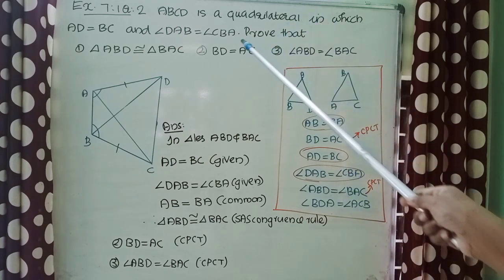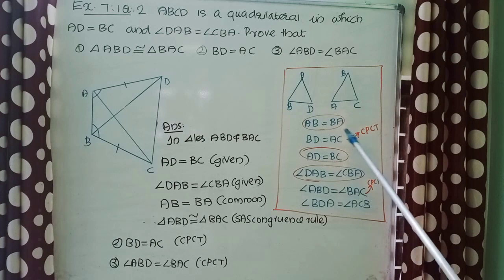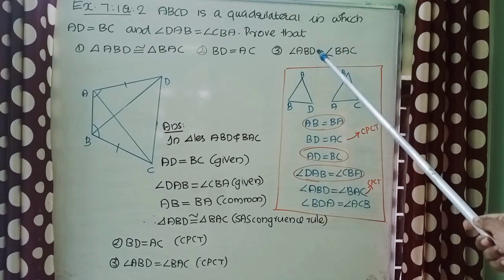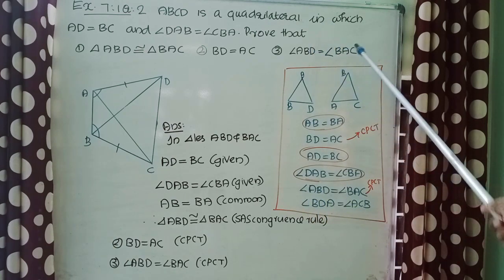So first one is BD equal to AC. You can see BD equal to AC here. So we can write BD equal to AC. The reason is CPCT, corresponding parts of congruent triangles. This we can write only after proving the triangles are congruent, because they become equal only if the triangles are congruent. The third question is angle ABD equal to angle BAC.